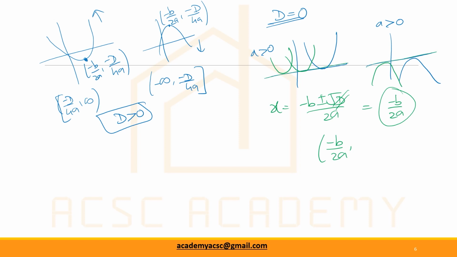It is lying on the x-axis itself, hence the y coordinate will be 0. So this is what the root of such equations will be: minus b by 2a comma 0. Now if it belongs to case 1, then its range will become minus b by 2a till infinity, and if it belongs to case 2, then its range will become from 0 till minus b by 2a.